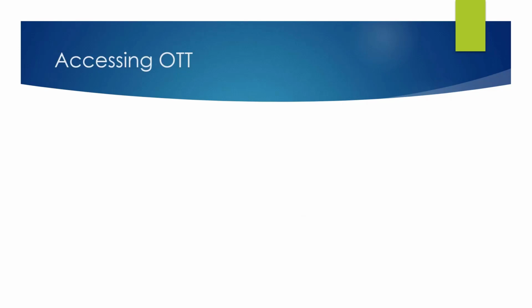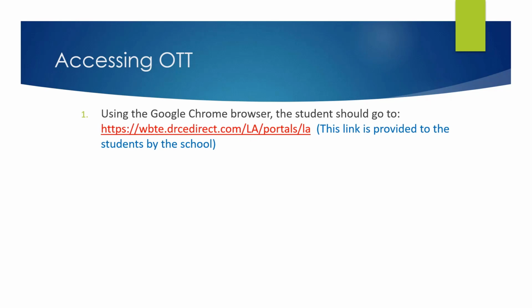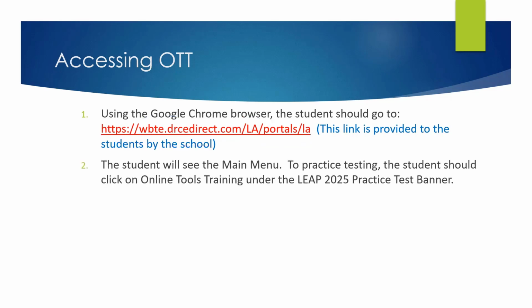Now, in terms of accessing the online tools training, there are about 6 things we need to look at. The first one, and that's important, is that the students must be using the Google Chrome browser, and it must be the latest version of the Google Chrome browser. And the student will need to go to this URL, and this link is provided to the students by the school or the teacher. The student will see the main menu, and to practice testing, the student should click on the online tools training that is located under the LEAP 2025 practice test banner.